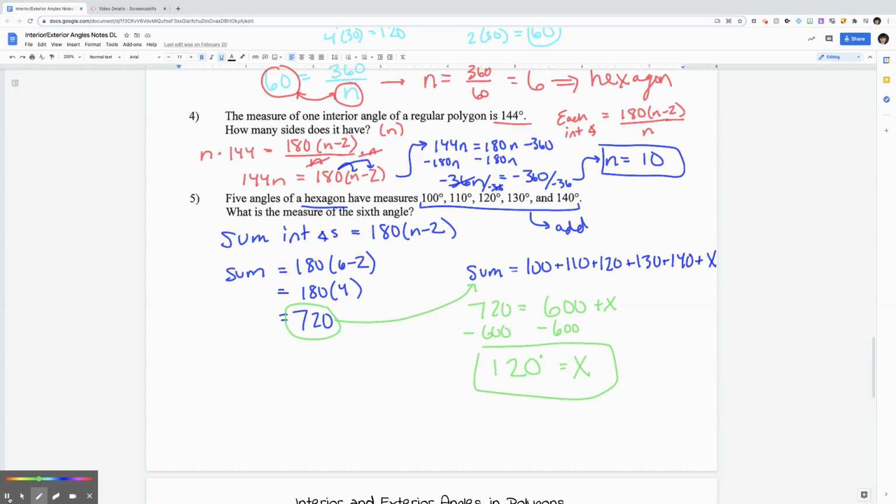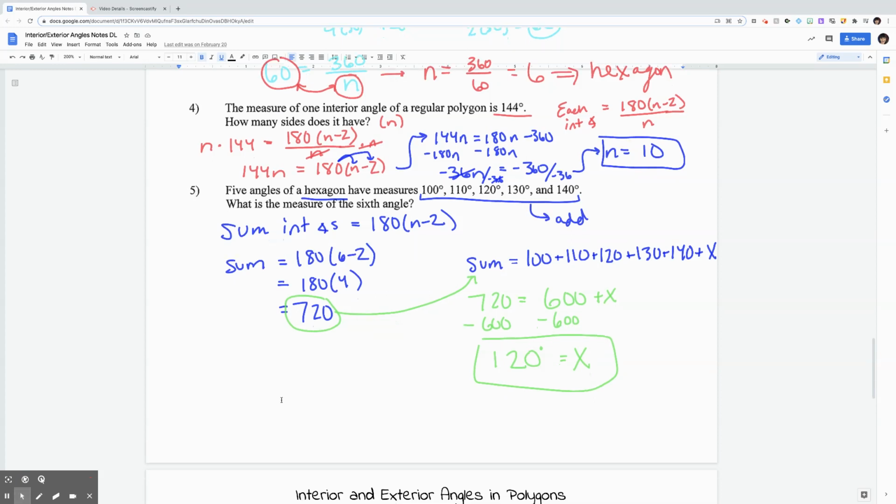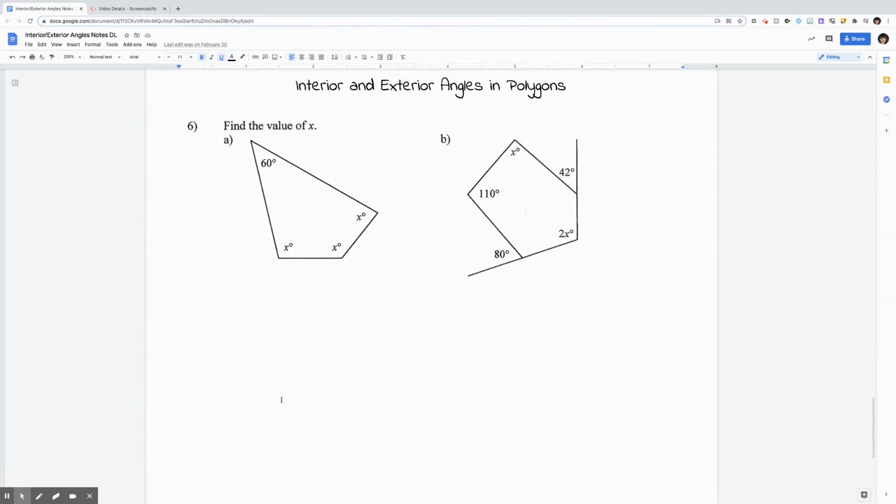So that's the sum of all of my angles. And since I know 5 of those angles, I can add those up and subtract that from the total, 720, in order to find my missing angle, which is exactly what you see in green right here. Okay, so all of these angles added together is 600 degrees. I subtracted that from 720 and got that the missing angle was 120 degrees. All right, y'all, so we've got one more here.